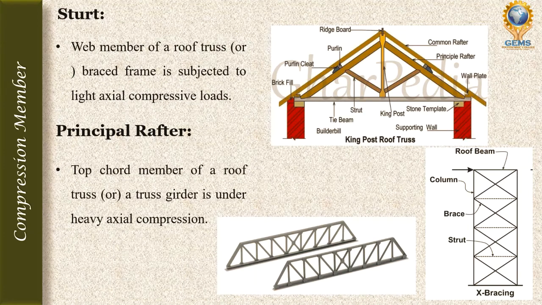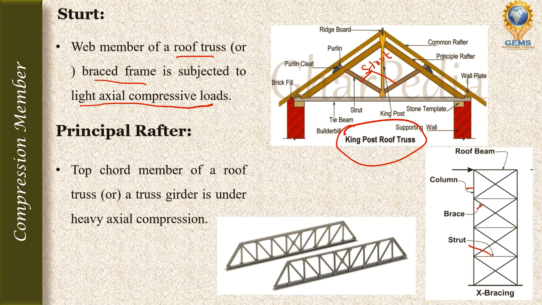Some examples of compression members. Strut: a strut is a web member of a roof truss or a braced frame, subjected to light axial compressive load. This is a roof truss, and these two parts are called struts. They are web members and carry a light axial compressive load. And this one is a braced frame structure. Here this is a bracing, this one is the column, and these dotted lines are called struts.